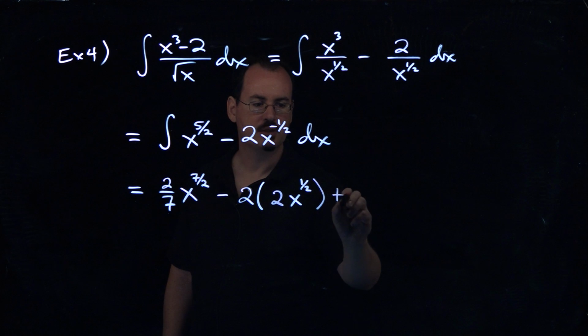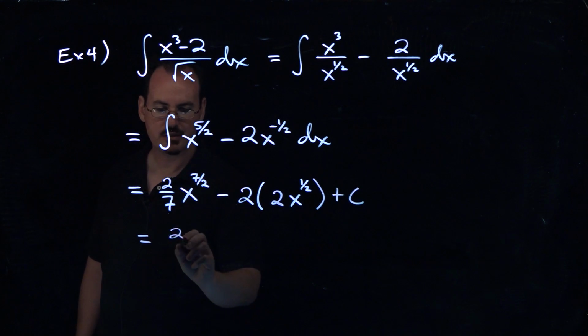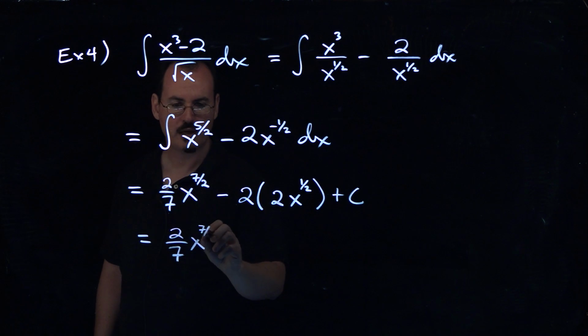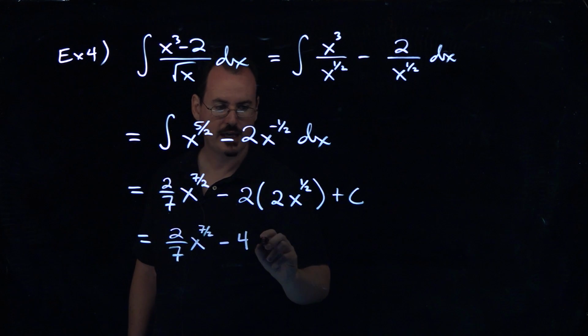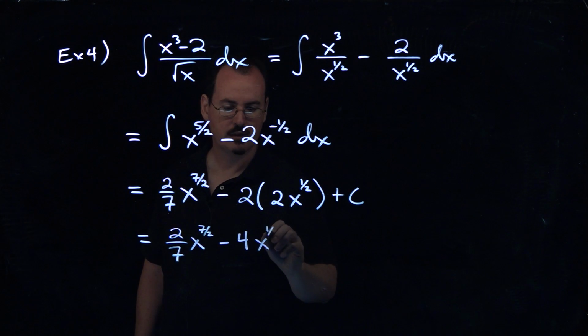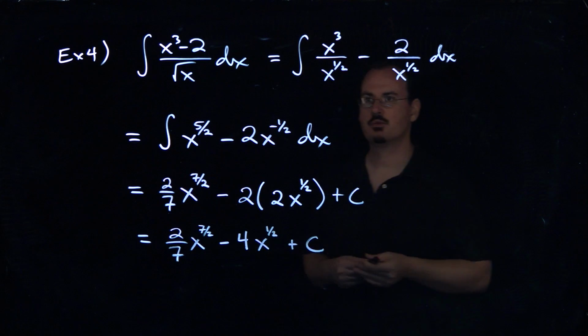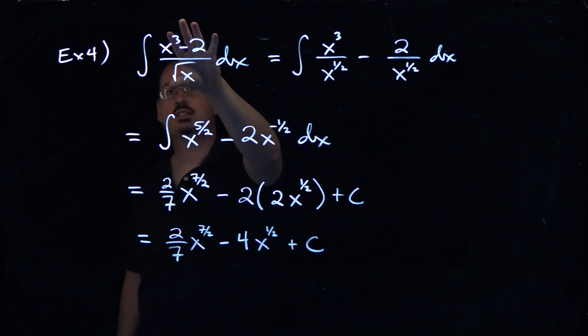Okay, and then let's put the plus c on the end of this. And so my answer here will be 2/7 x to the 7/2 power minus, and now we can multiply these together, we're going to get 4x to the 1/2 power plus a constant. Okay, so that's how we deal with so-called rational functions, integration.